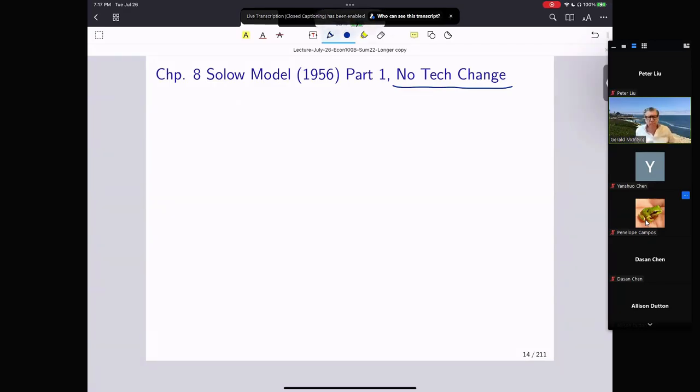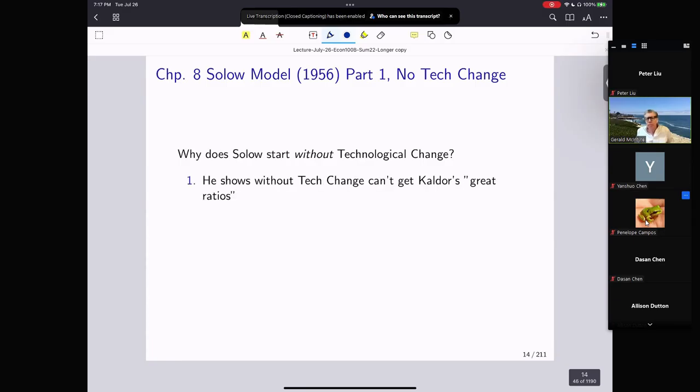Now, Robert Solow is much smarter than you. He's much smarter than me. He's much smarter than anybody. Now, you might ask yourself, we know technology is very important for our world. Why would he start with a model without technological change? Well, he's smart.